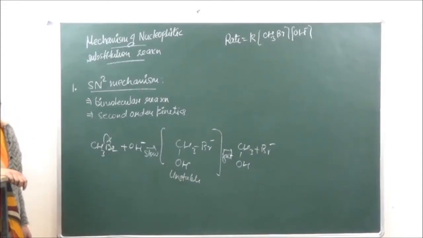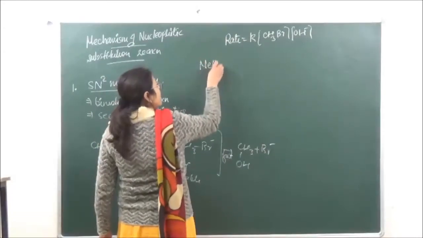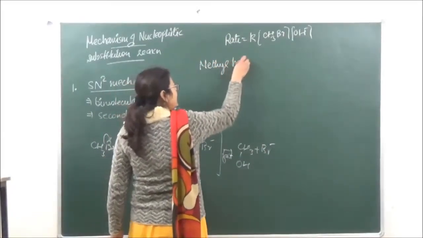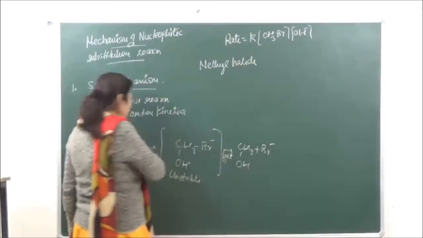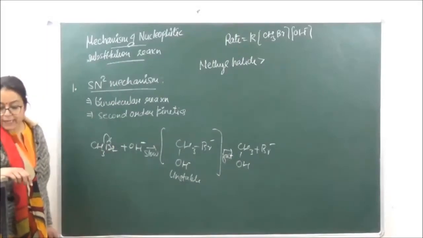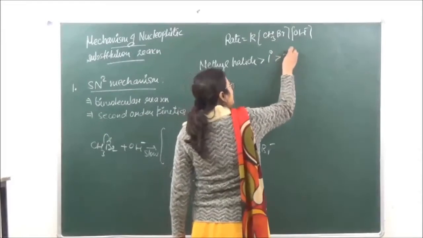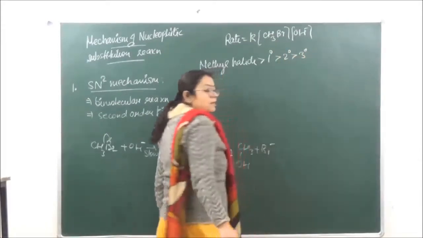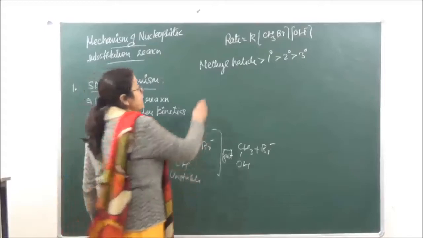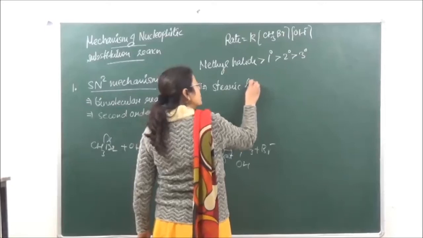Now in this case it is seen that the reactivity of alkyl halides towards SN2 mechanism, that is going to follow the following order. So सबसे पहले methyl halide, as we have taken the example over here, that is going to be most susceptible towards SN2 mechanism. फिर उसके बाद primary, उसके बाद secondary और उसके बाद tertiary. The reason which we can give over here, that is steric hindrance.